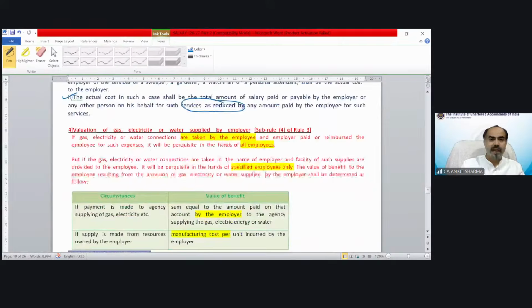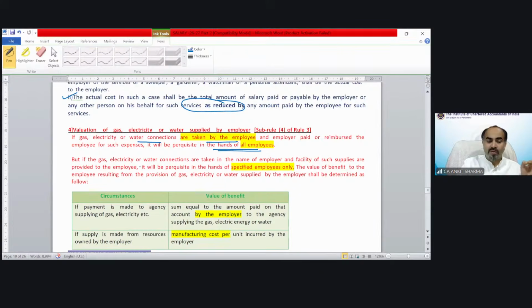Next is valuation of gas, electricity, water supplied by employer. Again, same case. If gas, electricity, water connection are taken by employee, that means the bill is in the name of the employee. So this kind of perk is going to be taxed for all employees.